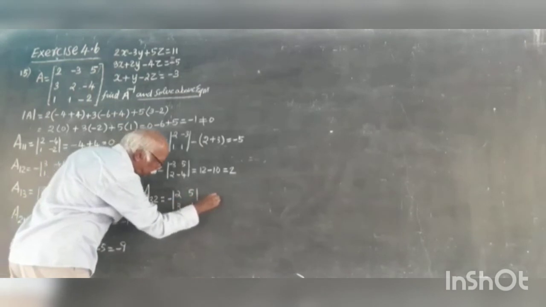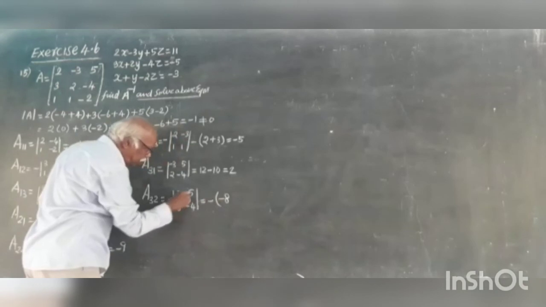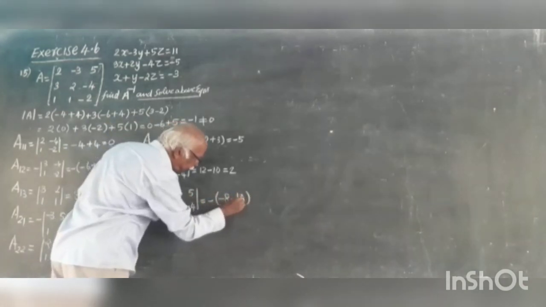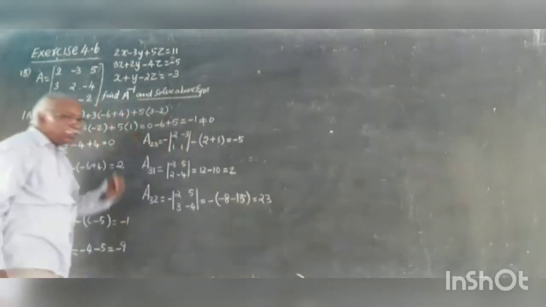A32 is negative. A32 is this: 2 5 3 minus 4, which is equal to minus of 2 into minus 4 minus 8, 3 into 5 minus 18 minus 15, minus 23, plus 23.